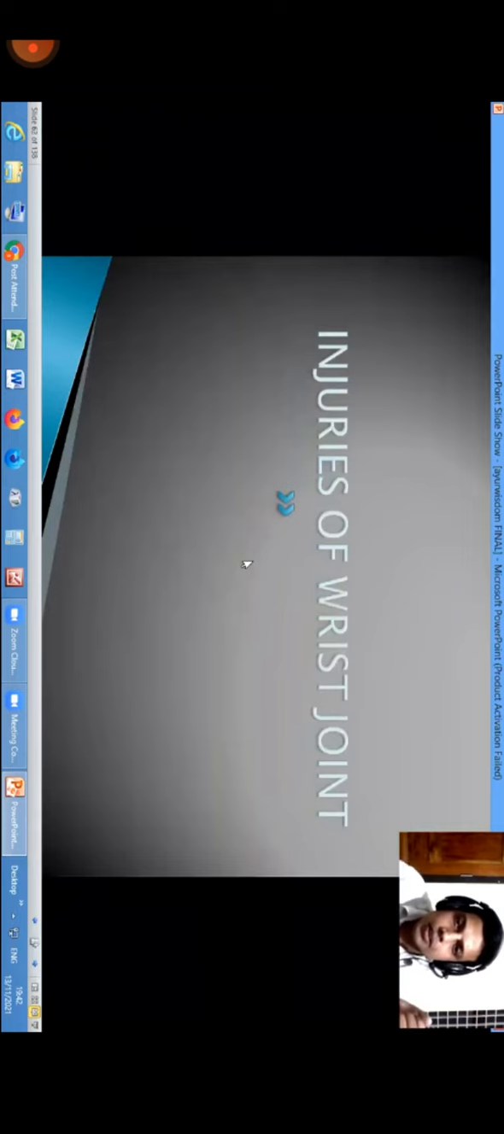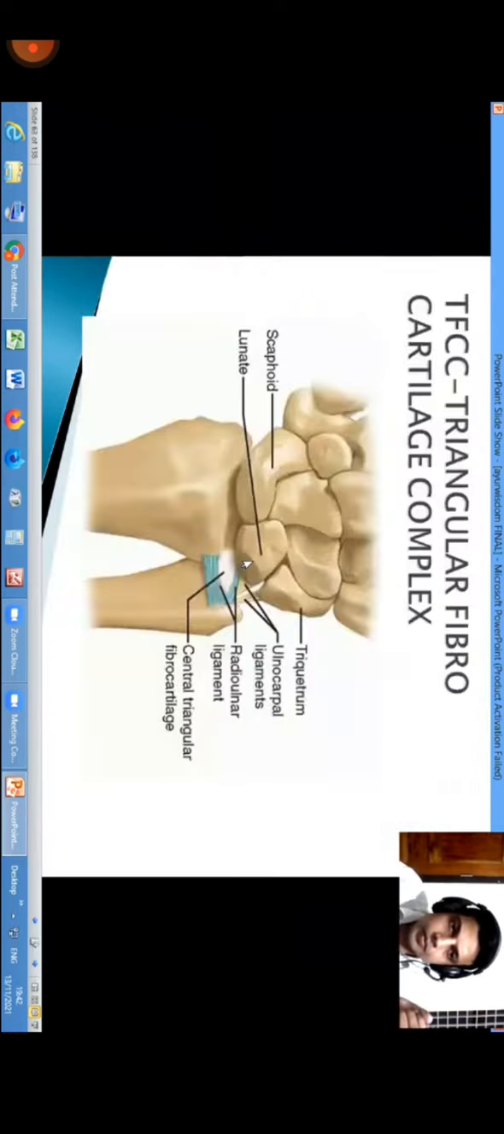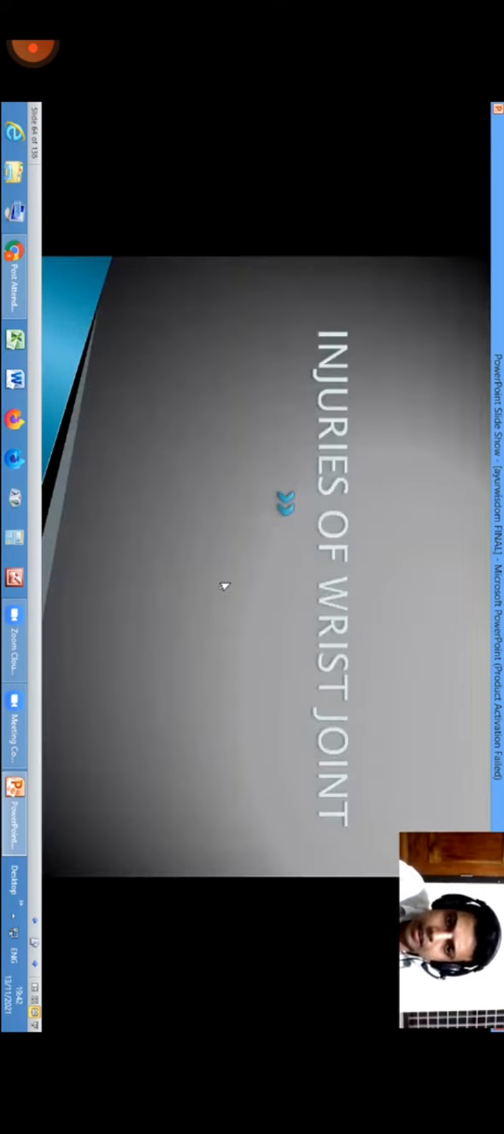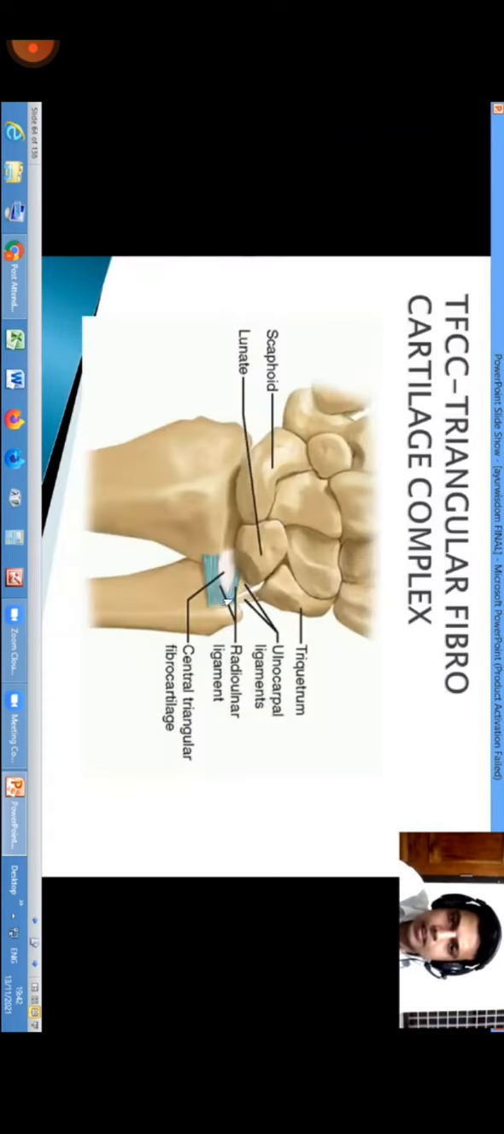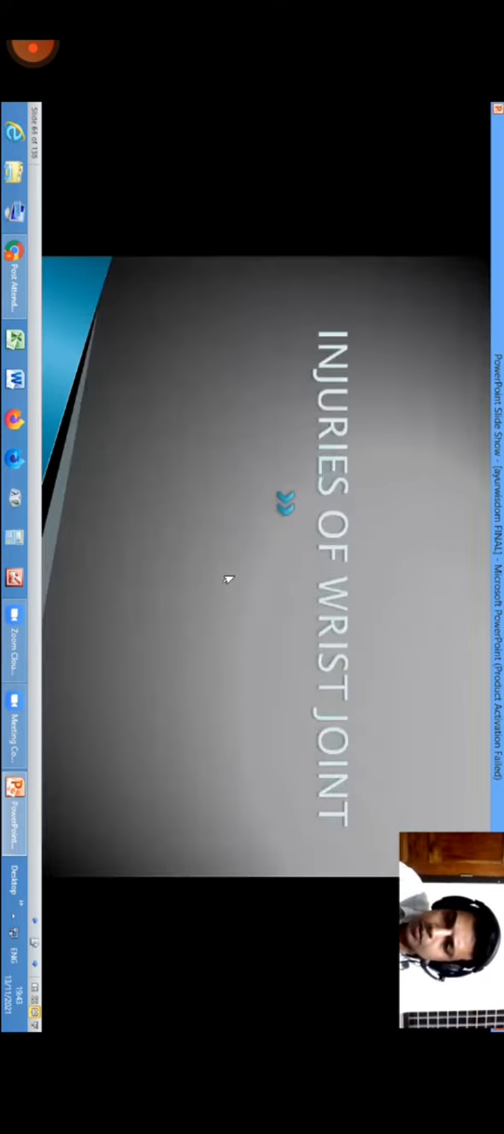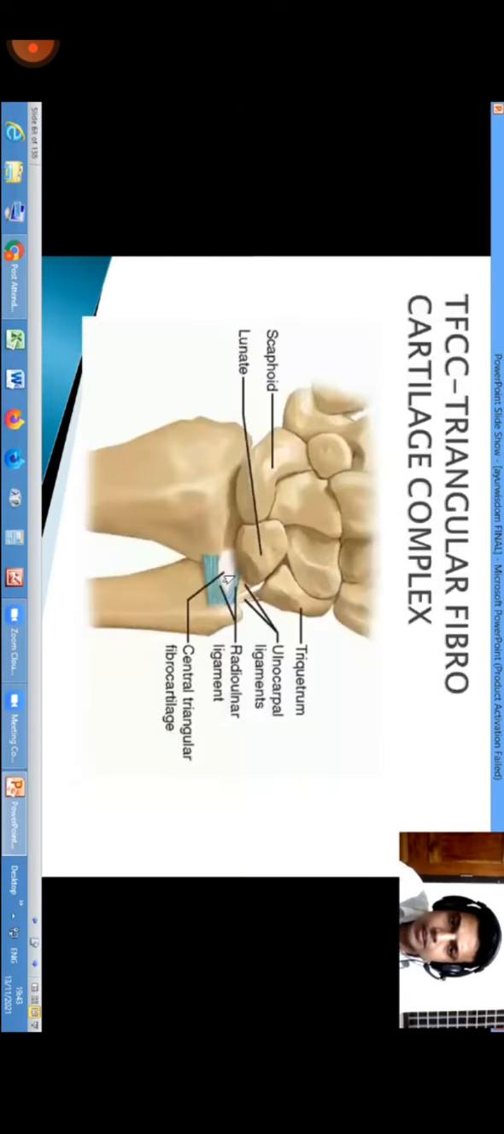Then coming to injuries of the wrist joint. There is an important structure to consider in injuries of the wrist joint, called the TFCC or triangular fibrocartilage complex. This is a cartilage and associated ligament structure, mainly a cartilage, a central triangular fibrocartilage as we see in this picture, and some ligaments related to this structure. This is on the ulnar side of the wrist joint.